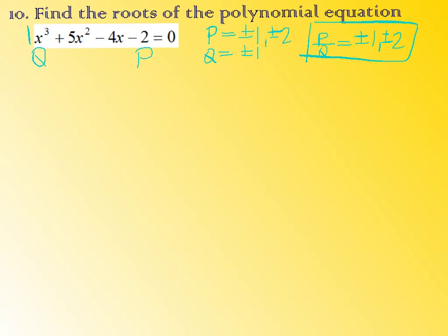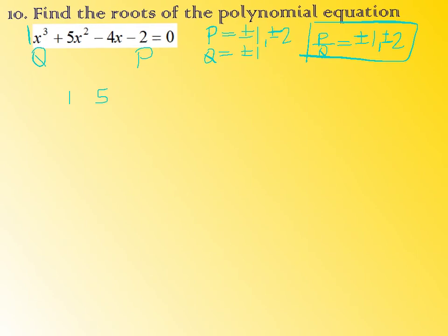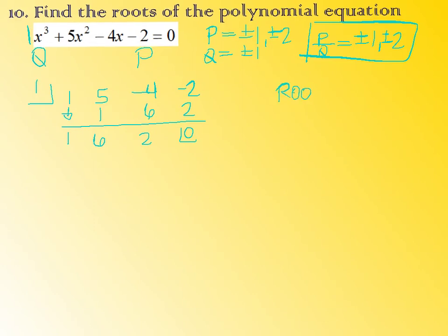Alright, my coefficients are 1, 5, negative 4, and negative 2. So I'll start with 1. So bring down the 1, multiply, add, multiply, add, multiply, perfect, and I get 0. So I know one of my roots is 1. And I know I have a total of 3, because my highest degree is 3. So I need at least 2 more.